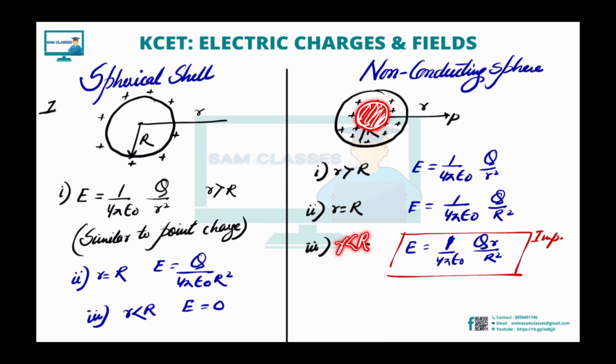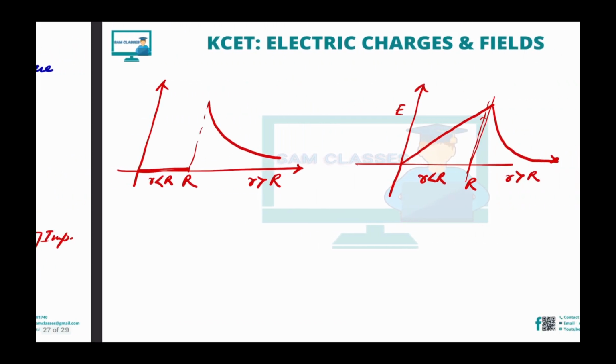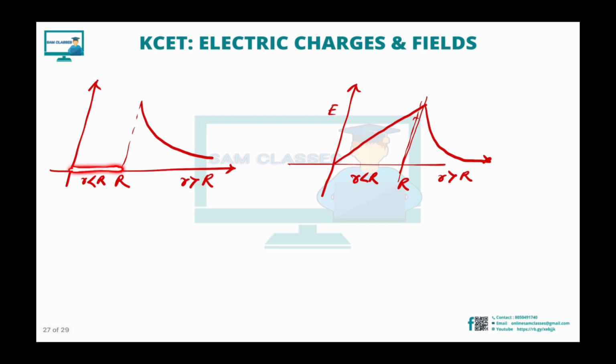Now, for r less than R, here charges are there, so we have to find, for this much small r, how much charge there is. So the formula is 1 by 4 pi epsilon naught, Q r by capital R square.